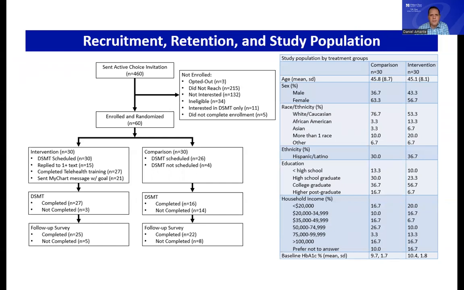The mean age of the study population was about 45 to 46 years old, with a majority being female and being white or Caucasian. We saw that 30 to 37% were Hispanic Latino, with the majority of patients completing either high school or college. We saw a wide range of household incomes, with a baseline A1C percentage ranging from 9.7 to 10.4% between the two groups.